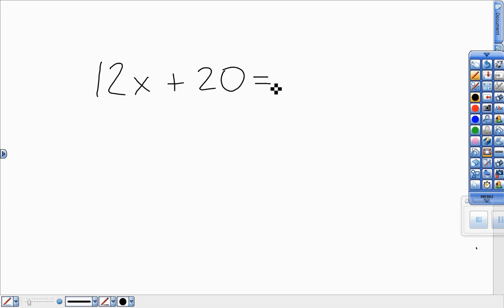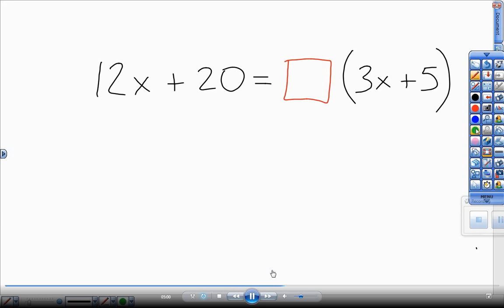Equal to some unknown number being distributed to 3x plus 5. And again, you're finding that unknown number.